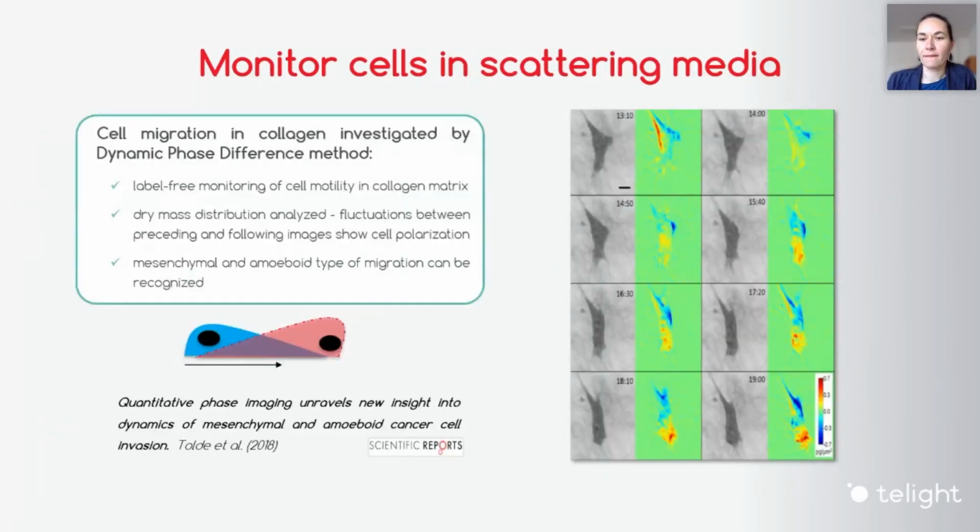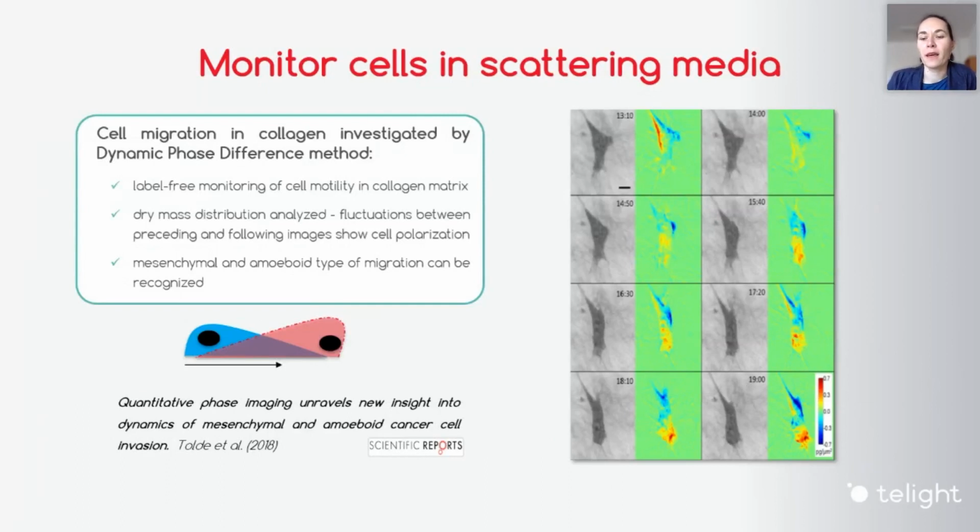And this possibility was actually used in the research of one of our users when they were studying the different types of movement of cancer cells in collagen matrix. And they nicely described the amoeboid and mesenchymal type of the movement of these cells. So how is actually a cell moving the dry mass, the picograms of biomolecules, from the rear to the front when it's moving through the collagen, if it's squeezing through the holes or if it's decomposing the collagen fibrils.